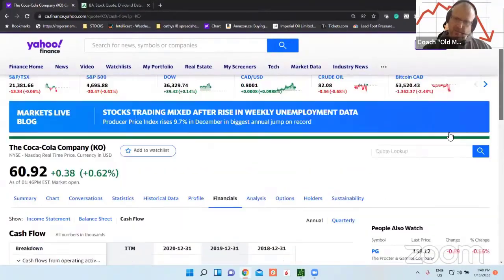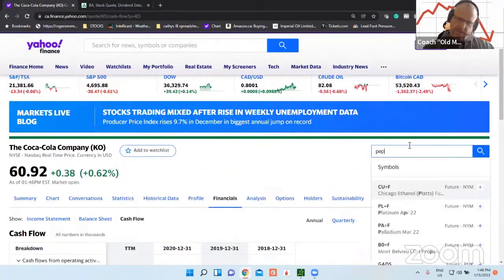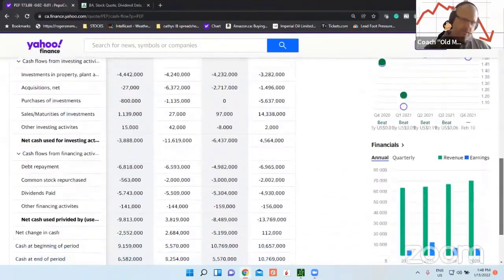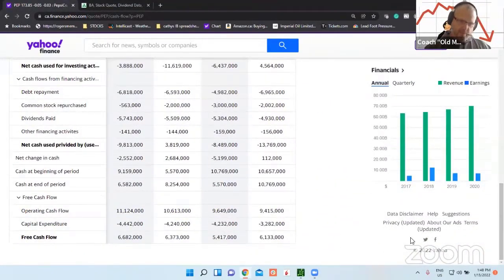Okay, and we can look at this. We can compare this to a similar business. We can see how efficient Pepsi is. We can go to the cash flow statement here. We can see the capital expenditures. So it was 3.2 up to 4.2, stayed at 4.2, and then popped up to 4.4. So Pepsi in this particular case is spending more on their capital expenditures instead of it dropping down.